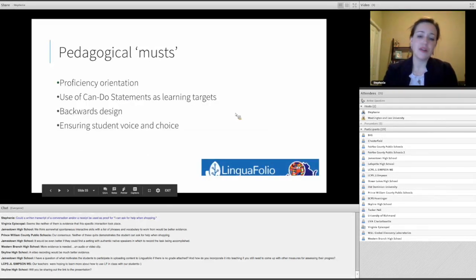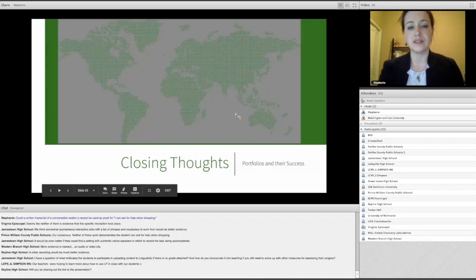And some pedagogical musts. People who succeed well with Linguafolio Online always have a proficiency orientation. They use can-do statements as learning targets. They engage in backwards design, and they ensure some way that students have voice and choice. If the goal is that by the end of the week I want evidence for this, and you pick the evidence, that's one way to do it. Or you can let them craft the goals themselves, but it's about figuring out a way to really increase the student's voice in what they're doing.